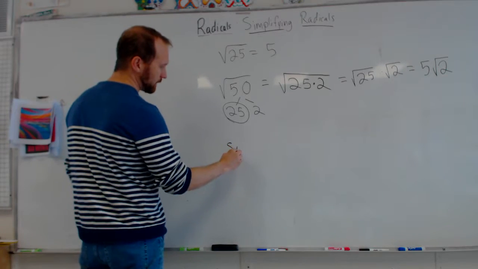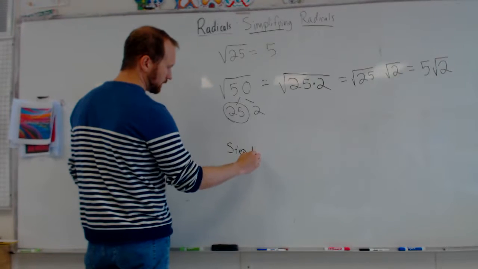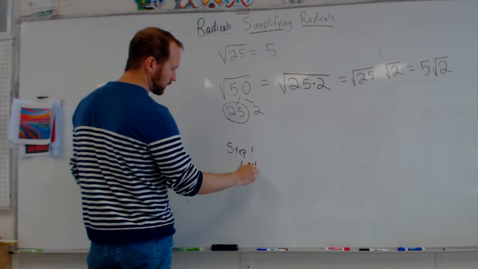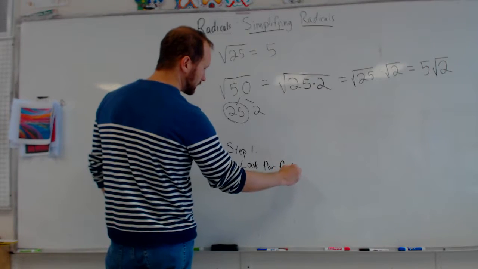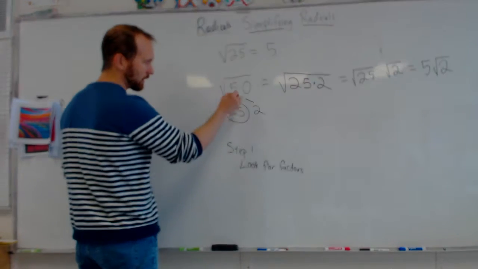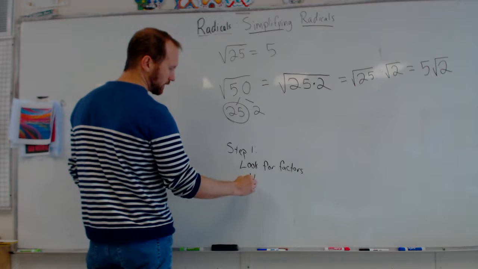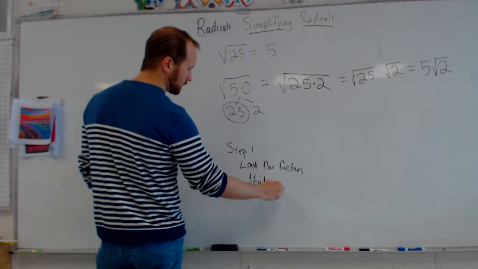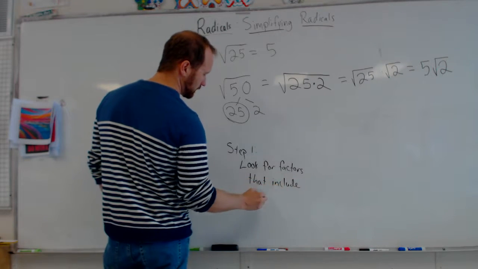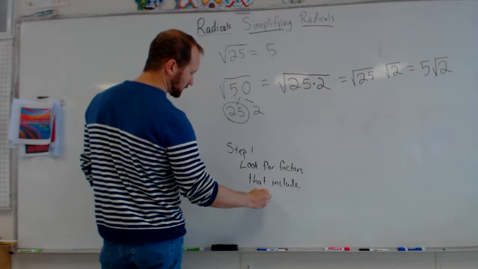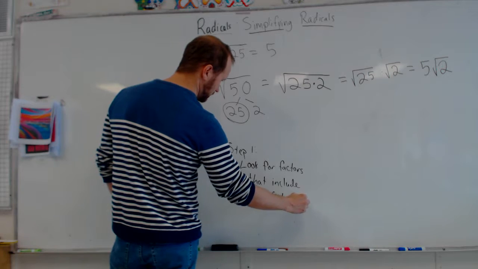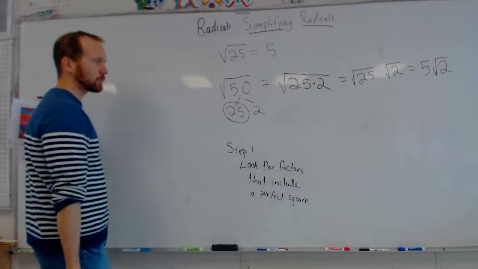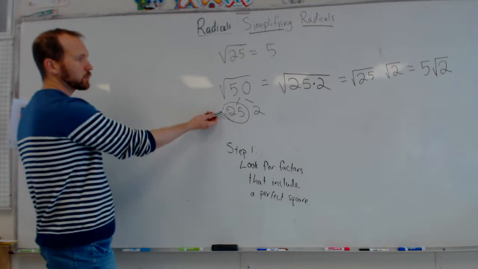So if I were to write out what we just did in words, step 1, I have to look for factors of whatever number I have that include a perfect square. So 50 is 25 times 2.